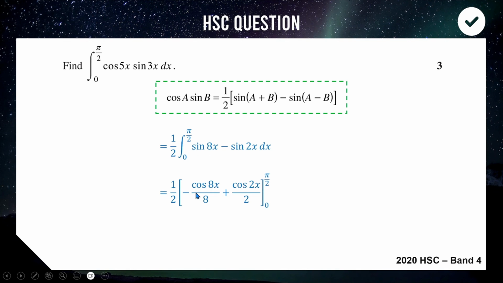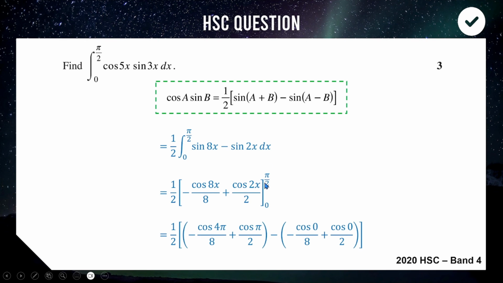So sine integrating to negative cos, dividing by the derivative, which is 8. Negative sine integrating to cos, because the two negatives cancel out, dividing by 2 as always. Now we're just going to sub in our values and simplify as best we can. Okay, so when we sub in a half, 8 times a half is equal to 4, so we get cos of 4 pi here. And then 2 times a half is just pi, so we get cos pi here.